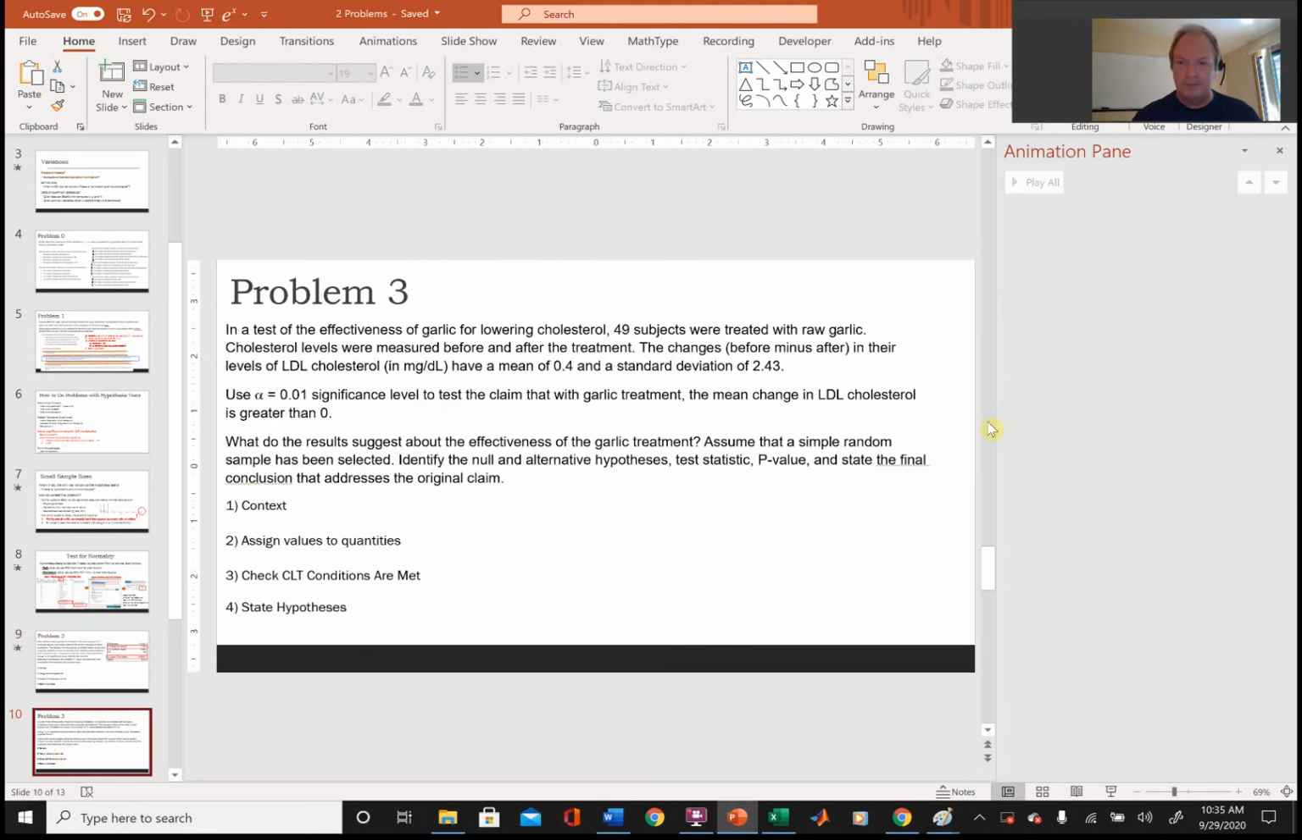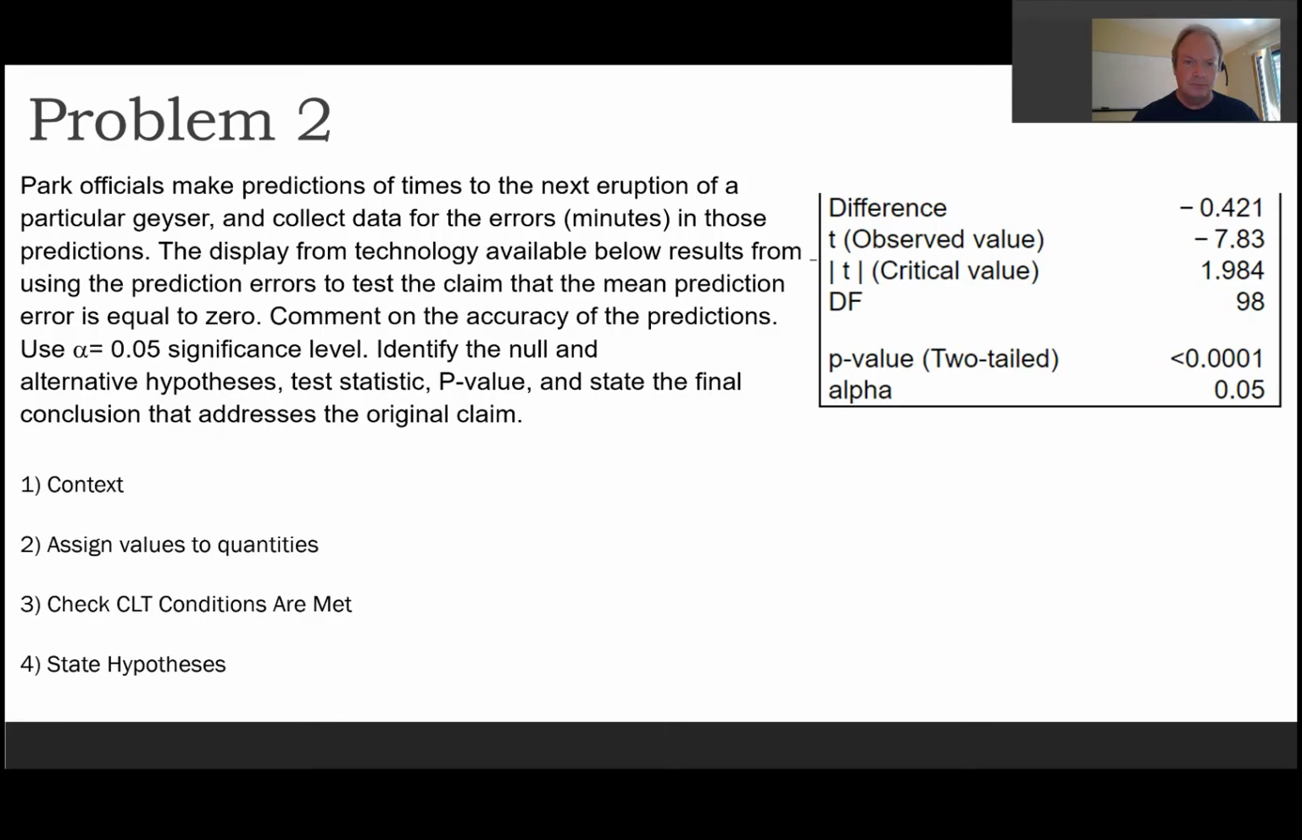Okay, problem 2. Park officials make predictions of time to the next eruption of a particular geyser and collect data for the error in minutes in those predictions. The display from technology available below results from using the prediction errors to test the claim that the mean prediction error is equal to 0. Comment on the accuracy of the predictions. Use alpha equal 0.05 significance level. And then they want us to identify various things from the output.